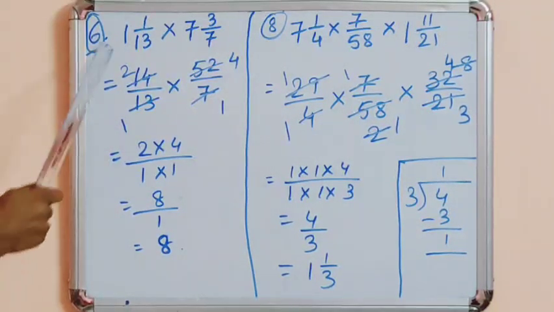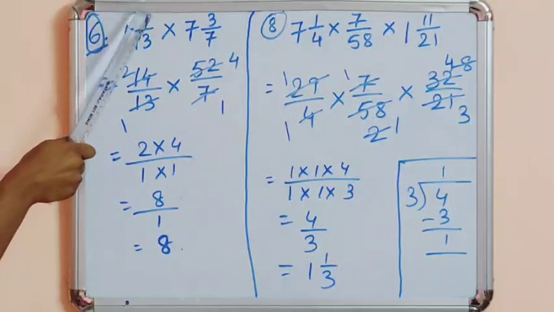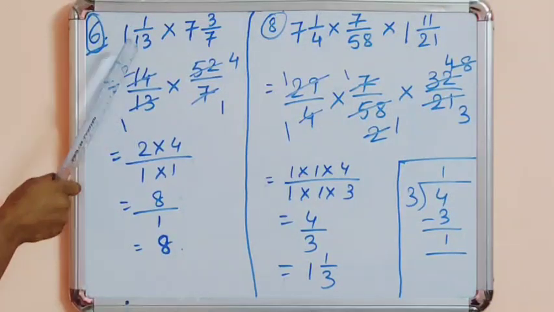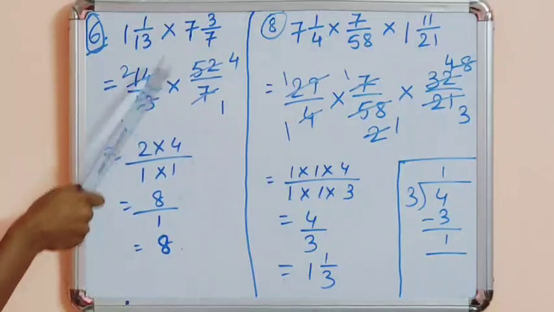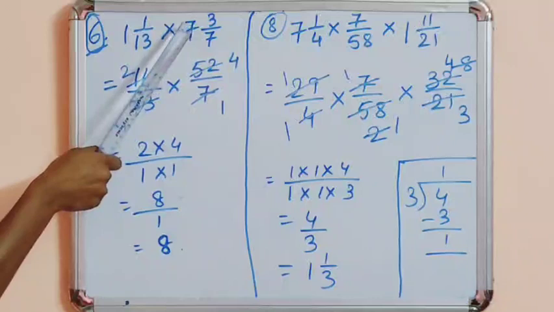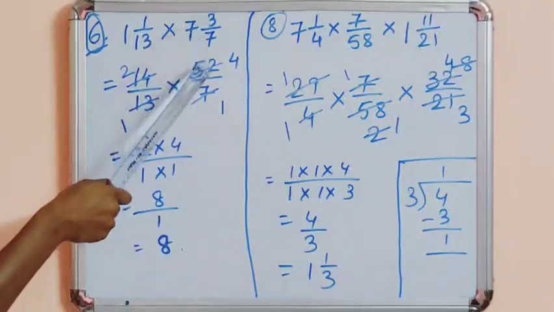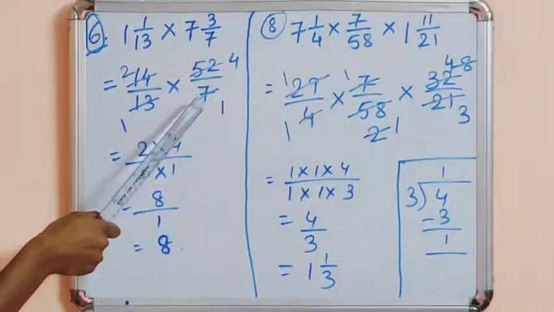So let us do it. 13 into 1 is 13 and 13 plus 1 is 14. So 14 by 13. 14 is our numerator and denominator was 13. So 13 will remain our denominator. Put a cross sign or into. 7 into 7 is 49. 49 plus 3 is 52. So 52 is our numerator and 7 was the denominator. So 7 will remain here.